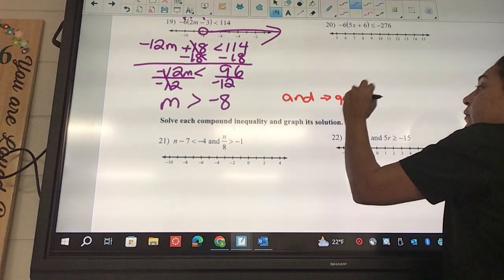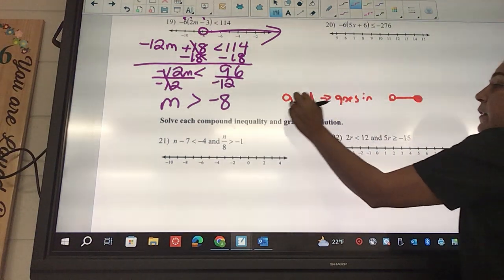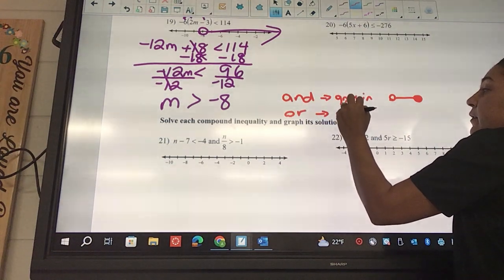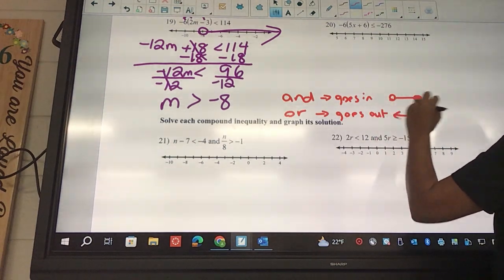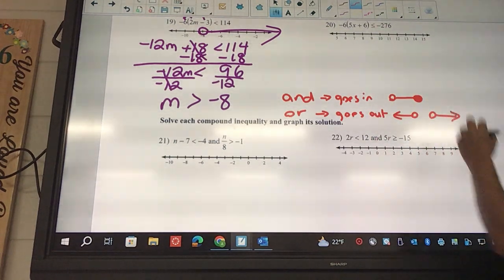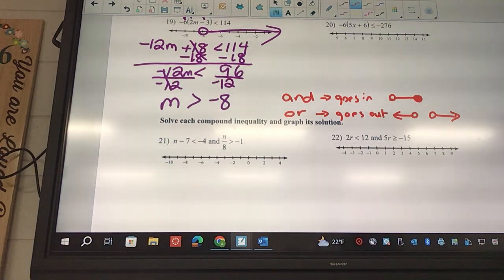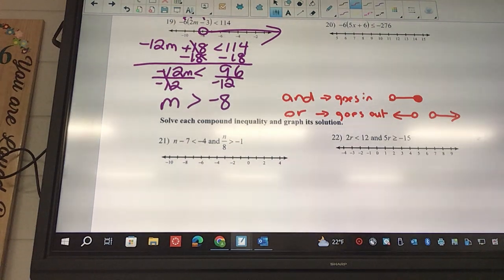Okay, so and essentially goes in, okay? So they should look like something like this, okay? The or, they point out, okay? So it's gonna look like something like that. They're gonna point out away from each other. But other than that, it's solving an inequality like any other one, okay? So ands go in, ors go out, okay?